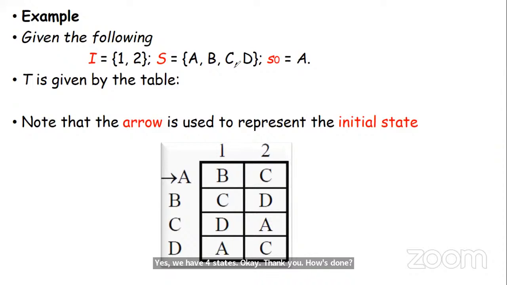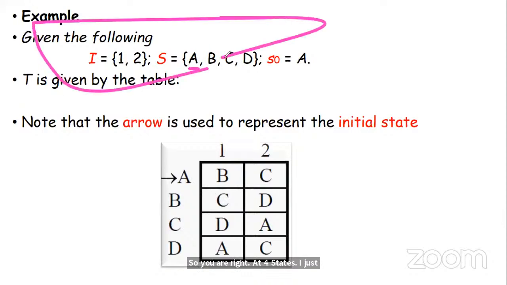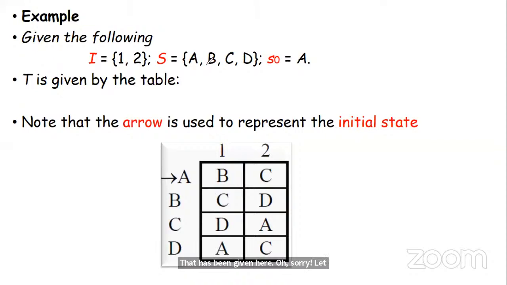So do we all understand how we arrived at 4 states? You arrive at 4 states by just counting the number of states that has been given here. Oh, sorry. Let me clear all this. So this is how we arrive at the number of states. This, and this. So that's how we arrive at the number of states.